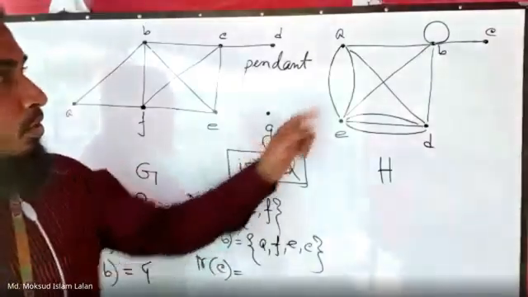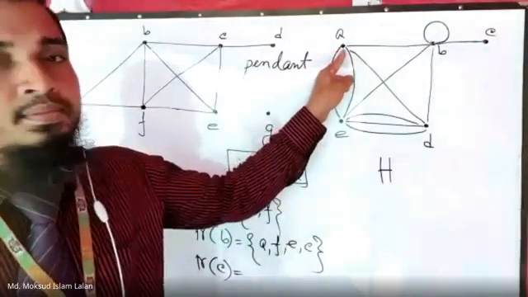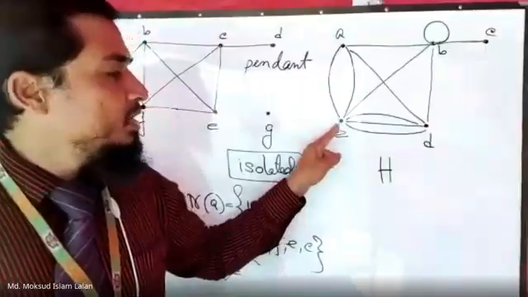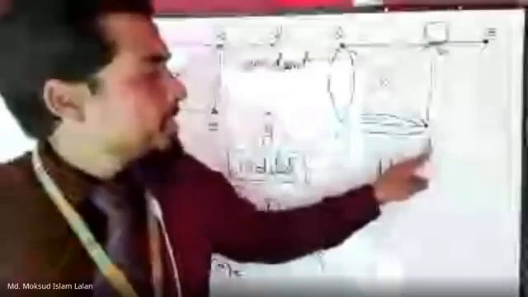Yes, sir, done, sir. Okay. Now, what is the degree of A? 4. Very good. What is the degree of E? 6. What is the degree of D? 5. Very good. What is the degree of C? 1. What is the degree of B?